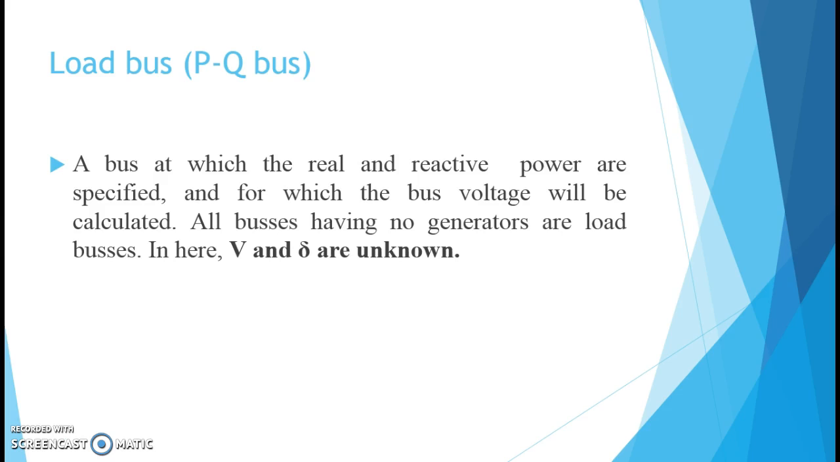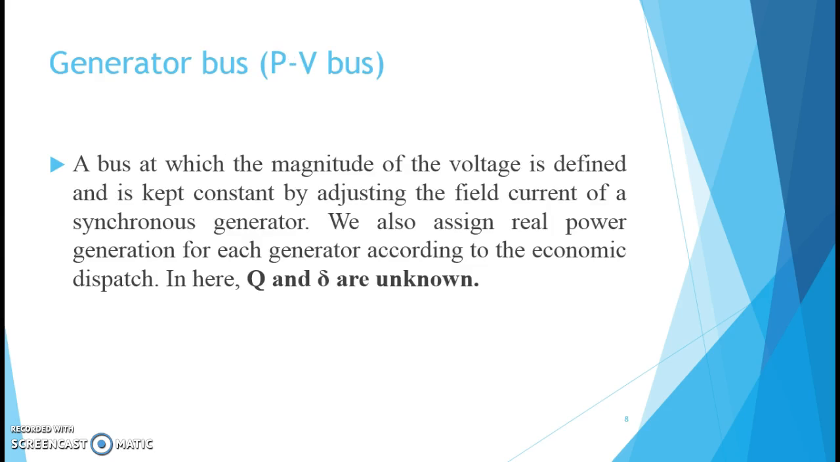First we will start with the load bus. For the load bus, the real power demand and reactive power demand are specified. We have to calculate the voltage magnitude and phase angle. So for load buses, the known values are real power demand and reactive power demand, and the unknown values are the voltage and delta, the power angle. The voltage and power angle are calculated with the help of a load flow algorithm.